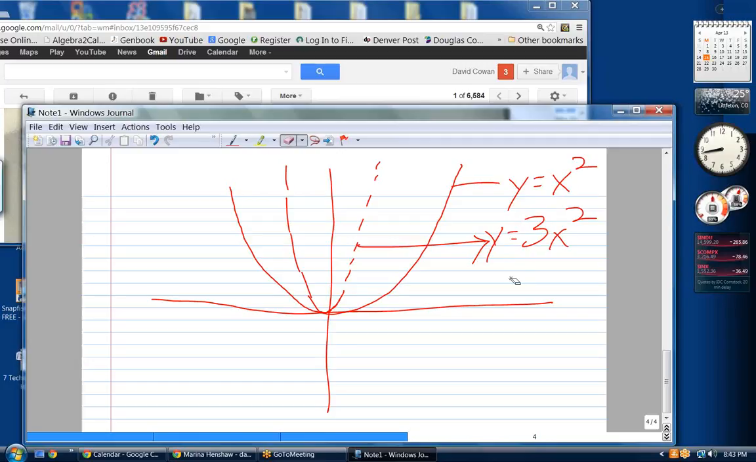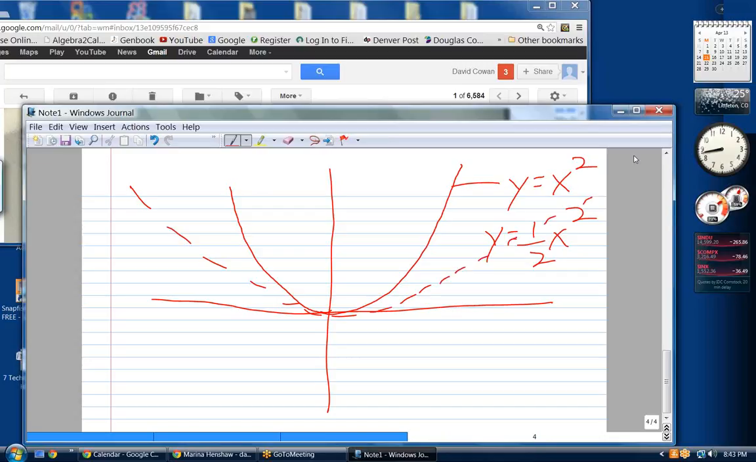Understand? Okay. There's one other thing let's talk about while we're talking about it. If this number, this coefficient in front of the x squared, is a number less than 1, like 1/2, it makes the parabola fatter. Because it's less than 1. If that vertical stretch factor is between 0 and 1, it fattens the parabola. If it's greater than 1, it makes it skinnier. It's an important thing to remember.